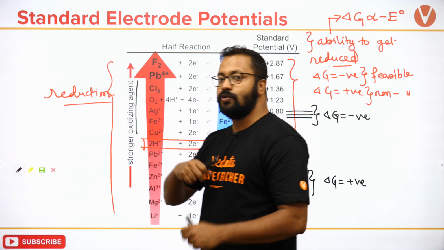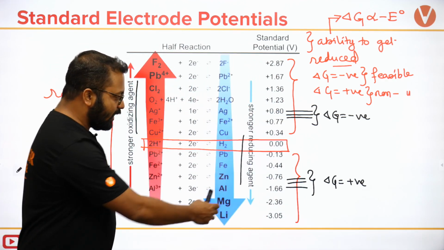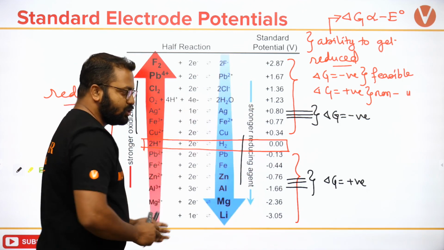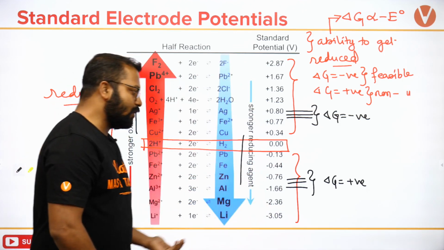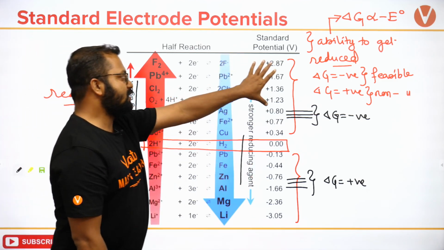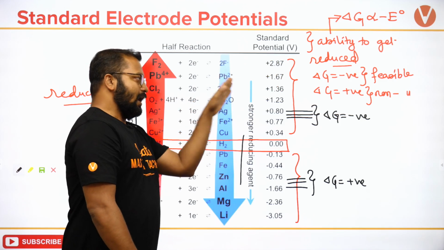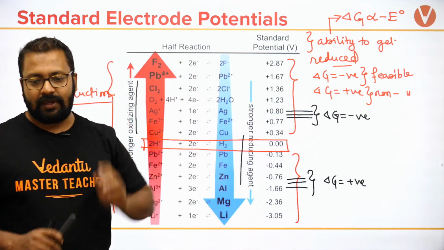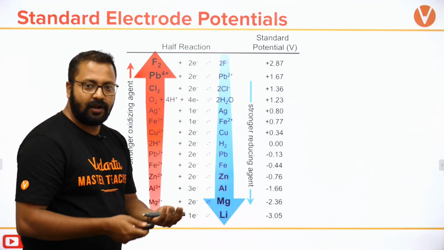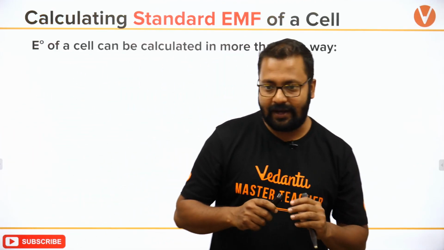Something which undergoes oxidation. So those which have a negative value for potential, they would want to undergo oxidation and reduce something else, and these would want to undergo reduction and oxidize something else. Okay? I hope this is clear. Please do rewatch the videos to understand this in detail.